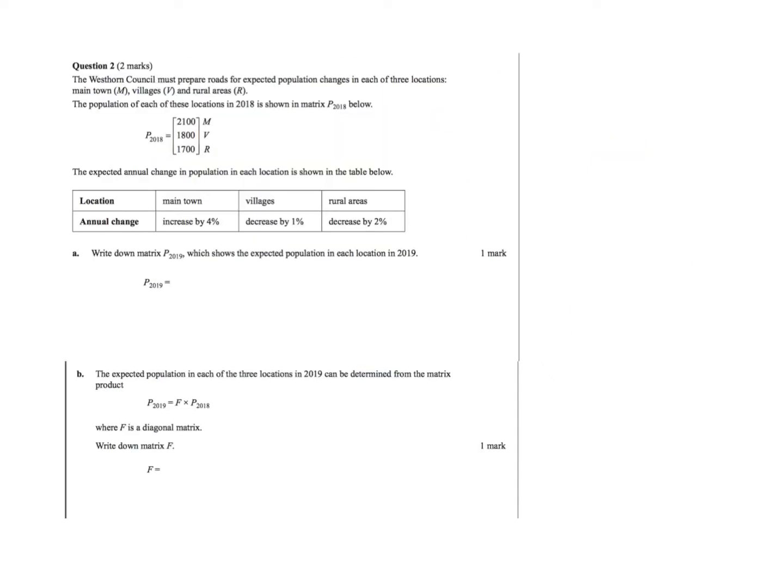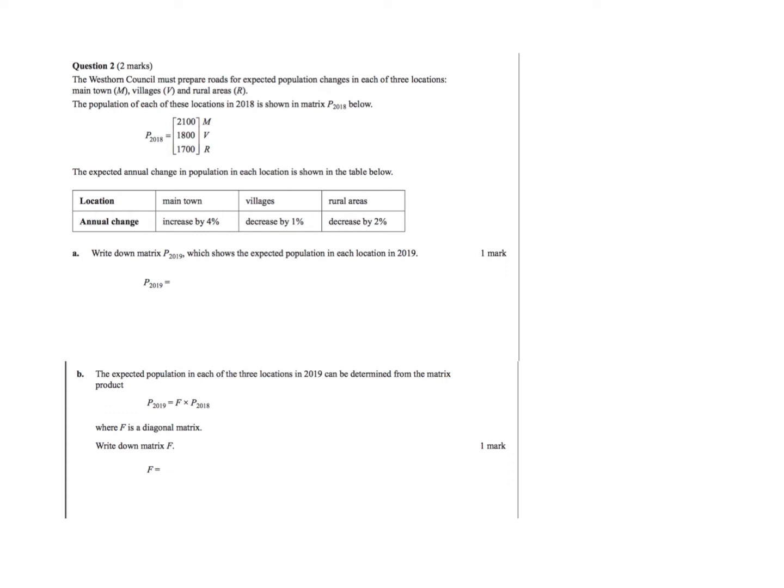That's easy. Okay, with this one, the West Holland Council must prepare roads for expected population changes in each of the 3 locations of the main town, villages and rural areas. The population of each of these locations in 2018 is shown in P 2018 below. The expected annual changes in the population in each location are shown below. So write down matrix P, which shows the expected population.